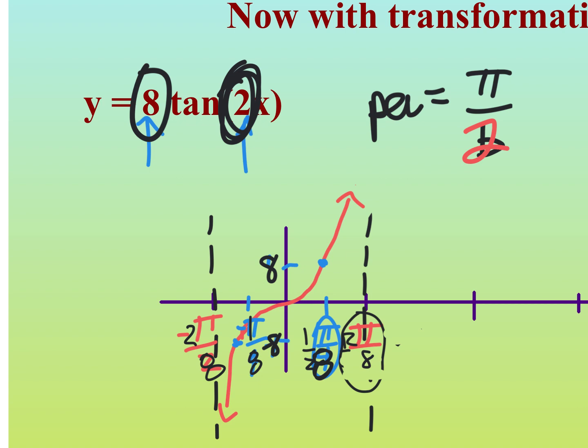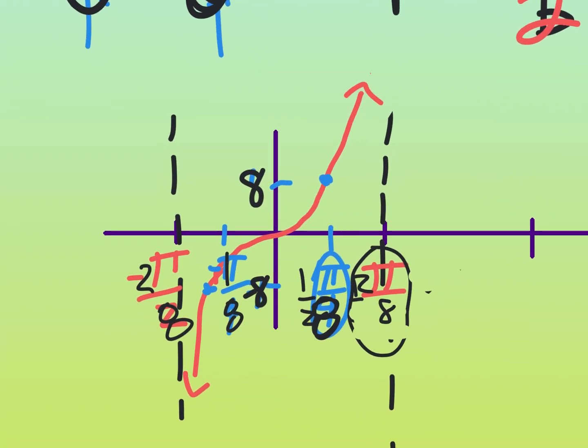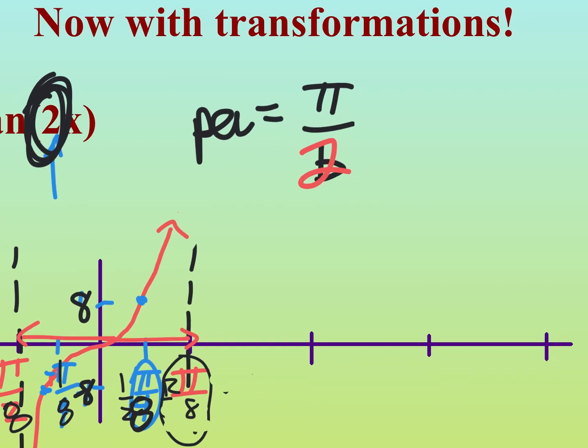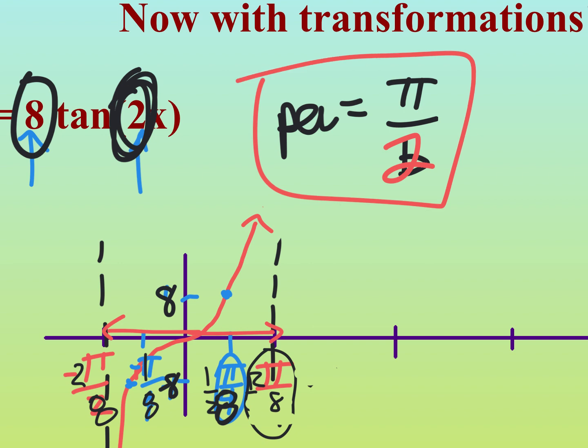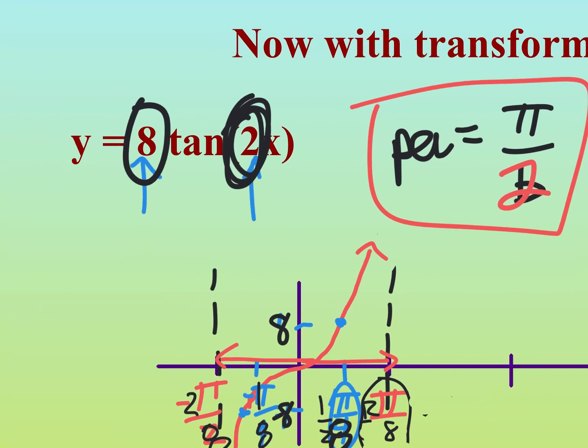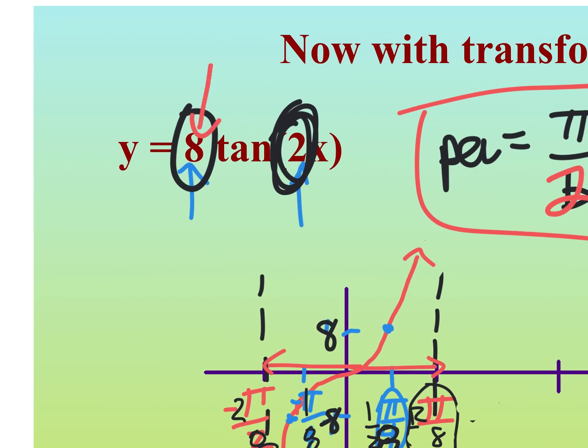Done. Now if you wanted to figure it out from this graph, you'd go, well, how far is it to here? 2 pi over 8. How far is it to here? In a distance, it's 2 pi over 8. So total, 4 pi over 8. What's 4 pi over 8? It's pi over 2. So memorizing this formula is powerful. We're going to need it again tomorrow. Yes? What is the amplitude? It's 8.